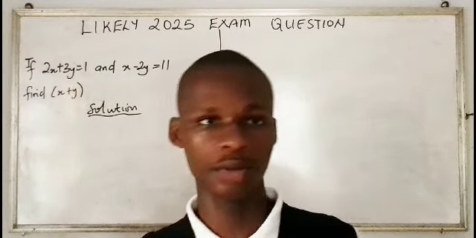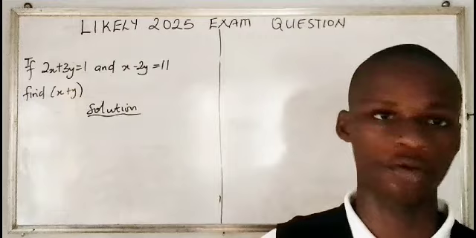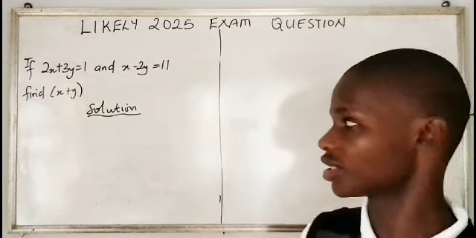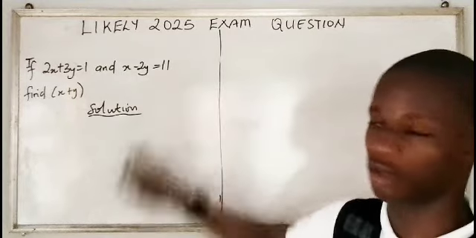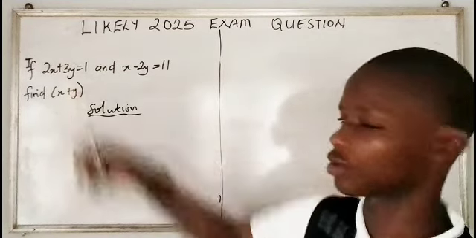In this video, we are going to be looking at another possible question in our forthcoming examination. So the question says, if 2x plus 3y equals 1 and x minus 2y equals 11, we are asked to find x plus y.